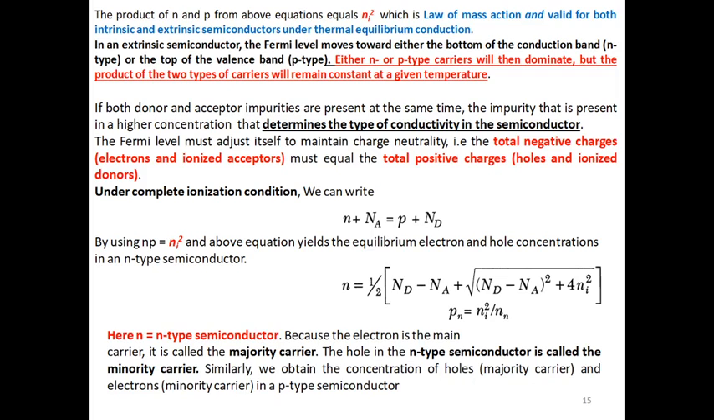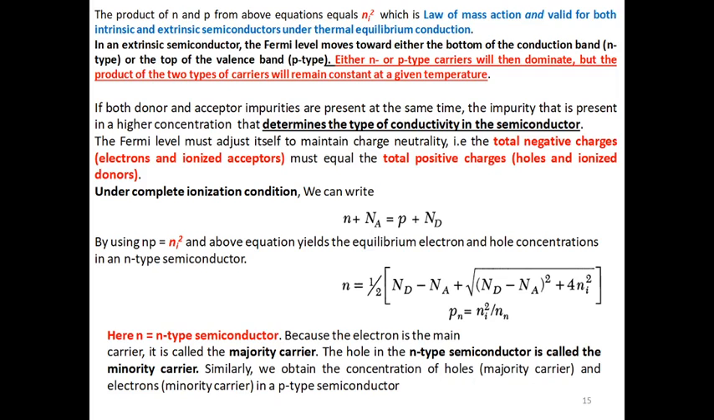Then we get the equation n equals... we can write this equation in terms of the majority charge carriers, that is holes: p_n = n_i squared divided by n, where the suffix n represents the n-type semiconductor, in which the electrons are the majority charge carriers and the holes are the minority charge carriers.